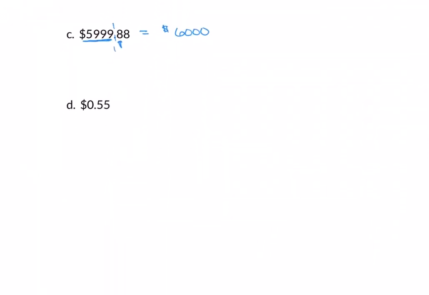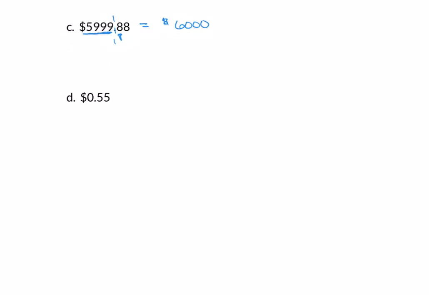And last one, 55 cents to the nearest dollar. My 0 is in the dollars column. I look at the digit to the right. Since it is 5 or more, I can round up. We add 1 onto 0, and we discard all the decimals. So this is about $1. Okay.